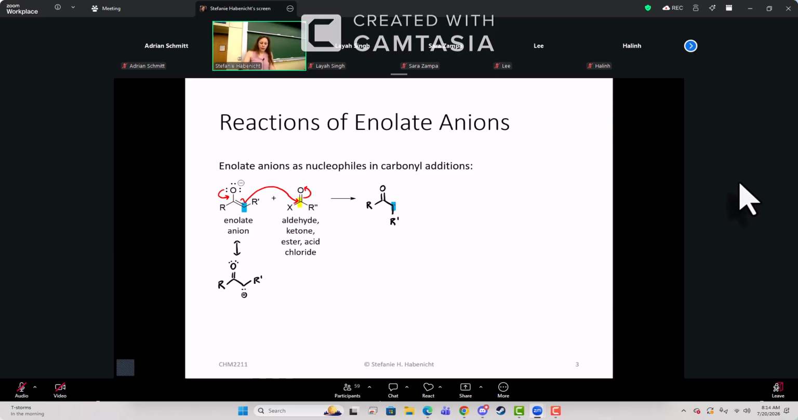Then we're using that lone pair on carbon to attack the carbonyl carbon of our whatever that carbonyl compound is, pushing those CO pi electrons up onto oxygen to create the usual tetrahedral intermediate. We've added an enolate anion nucleophile to our carbonyl compound in this nucleophilic addition.